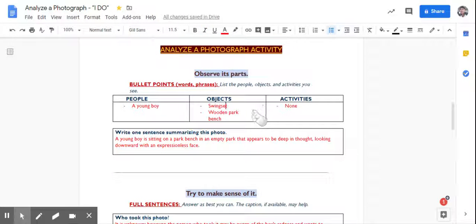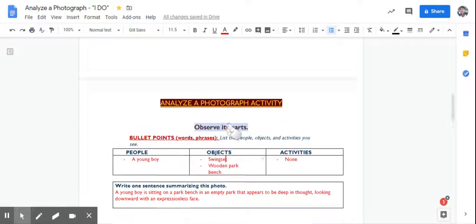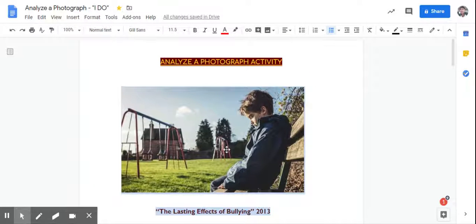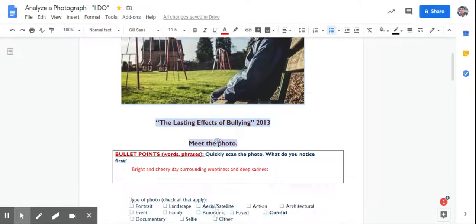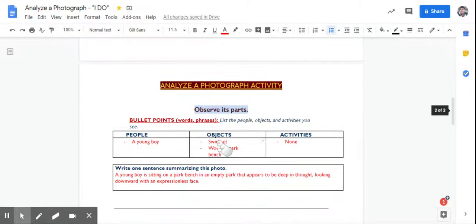Objects, right? Inanimate objects, right? A swing set, actually swing sets, a wooden bench. I even see a house in the background along with a couple, it could be pine trees, all right? And activities, there are no activities happening in the photograph. It's pretty just, it's still neutral, if you will.